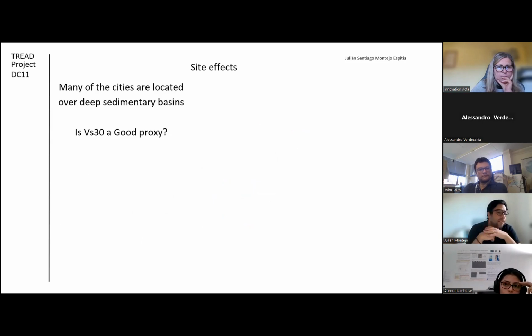Many of the cities are located over deep sedimentary basins, because our cities are close to big water components like rivers and valleys, and sedimentary basins are floodplains, among many other reasons why we have cities in sedimentary basins. And we often use the Vs30 as a good proxy. The Vs30 is just the average value of the Vs wave velocity in the upper 30 meters.